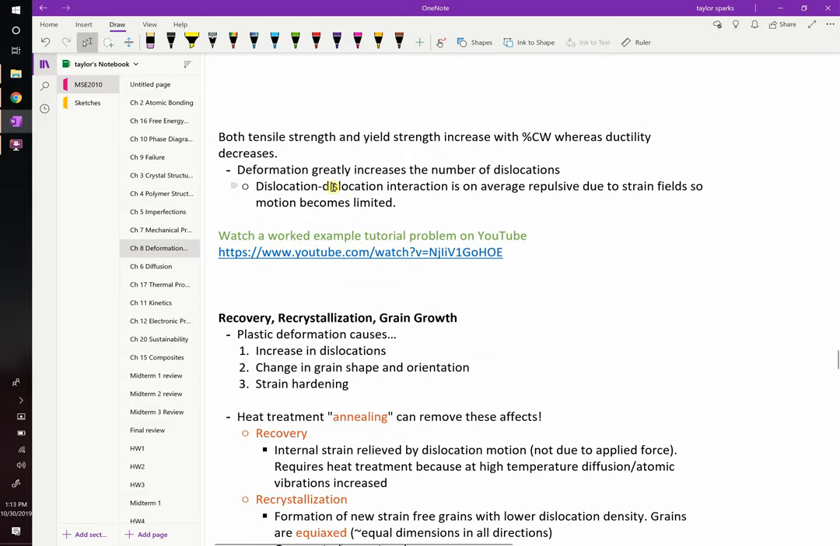So again, just like we said, tensile strength and yield strength are going to go up with percent cold working, but ductility is going to go down. And that's just because you're piling up dislocations. Now, you can also do hot working, right?